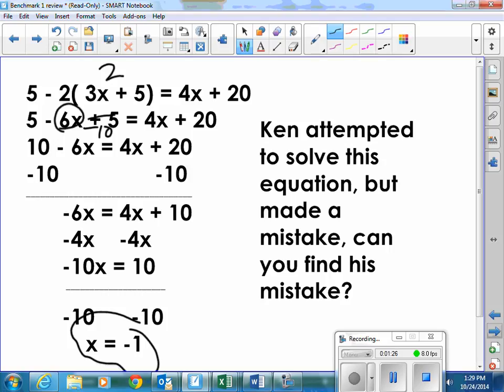Negative 2 times 2 is negative 4. So 5 minus 4 is 1. Over here, 4 times negative 1 is negative 4. Negative 4 plus 20 is 16. So we have 1 equals 16. They are not equal, so we know we've made a mistake.